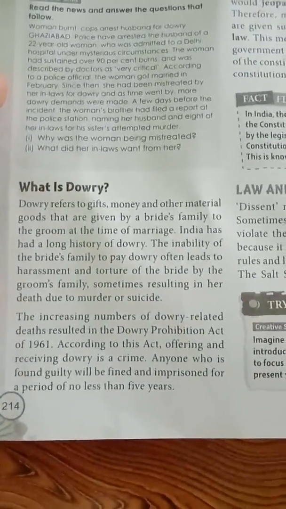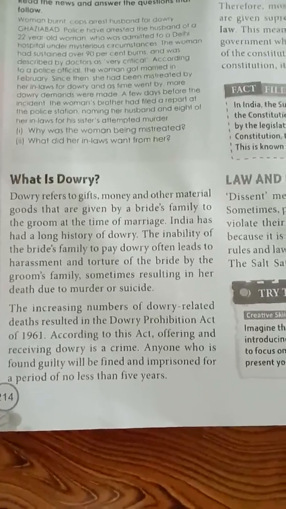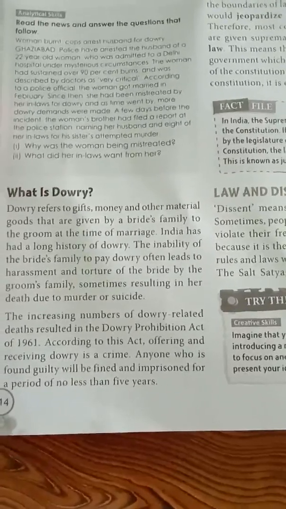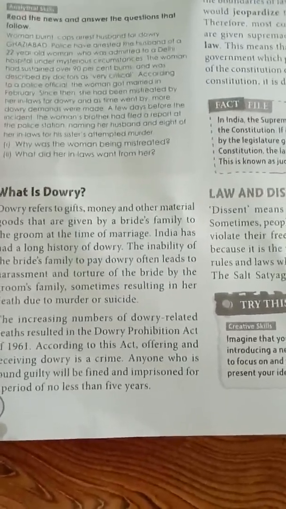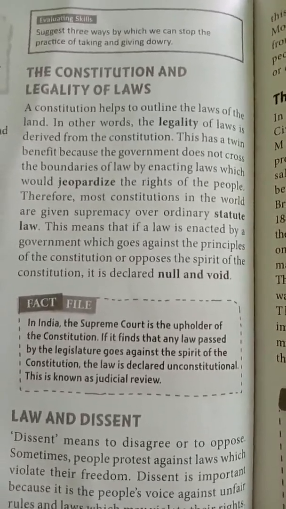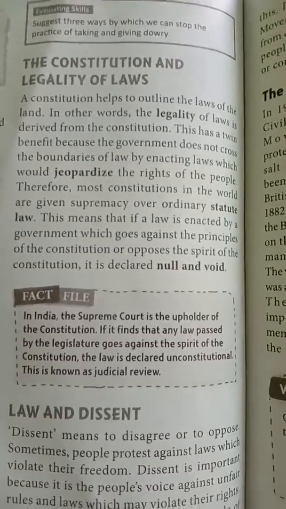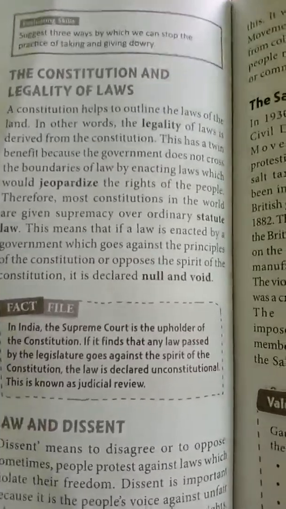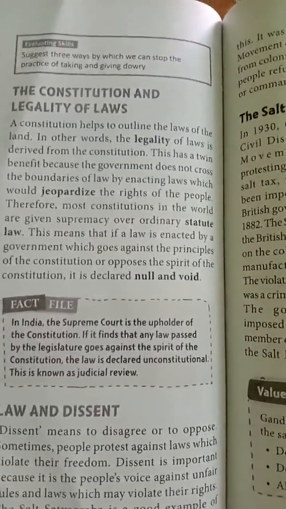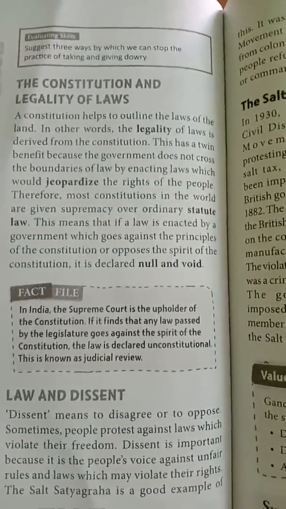If anyone is found guilty, they have to be fined or imprisoned for not less than 5 years. If anyone is found taking dowry, the laws will punish them with 5 years and some amount of fine, or both. Now our next topic is the constitution and legality of the laws. It means that the government which is in power does not have the power to cross the boundaries of the law. If the government crosses the boundaries of the law, the Supreme Court will intervene and will not allow these types of laws.